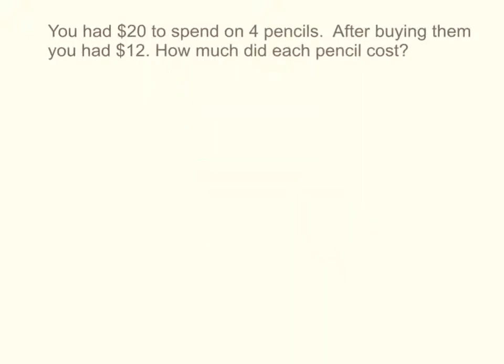Alright, you had $20 to spend on 4 pencils. After buying them, you had $12. How much did each pencil cost? Anytime you are buying something and you give someone money, they subtract the cost of your item to figure out how much change you got. So we're going to do that. We're going to give them 20. We're buying 4 pencils. We don't know how much each costs, so we'll say 4 times x for whatever the cost is, and we will have our change left, which is $12. So that would be your first part of your answer.